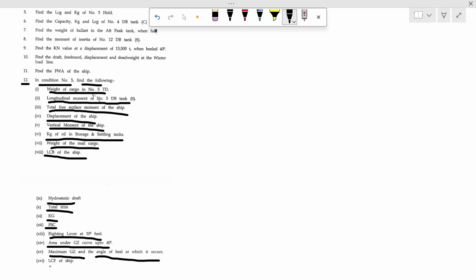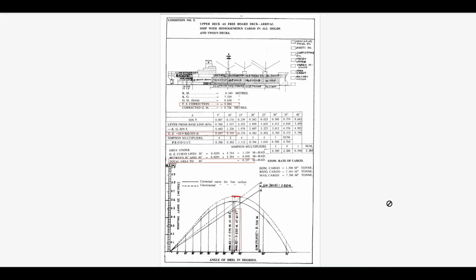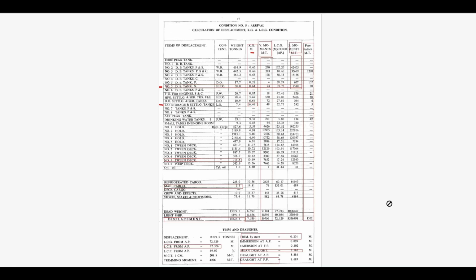Now the last question is LCF of the ship. So the LCF was given on the previous page. Here below LCB they have given LCF, which is 49.07%. So they have given the percentage. We have to find in meters. To find in meters, we know the length between perpendiculars, that is 143.16 meters. We have to find 49.07% of 143.16 meters, and that will be the LCF of the ship.